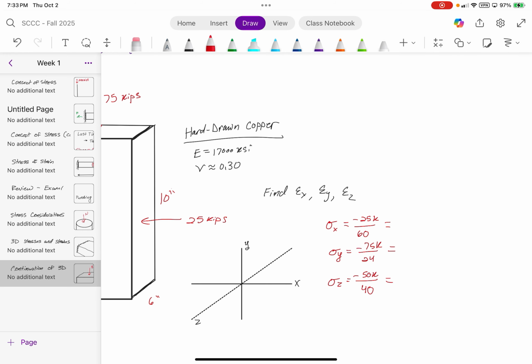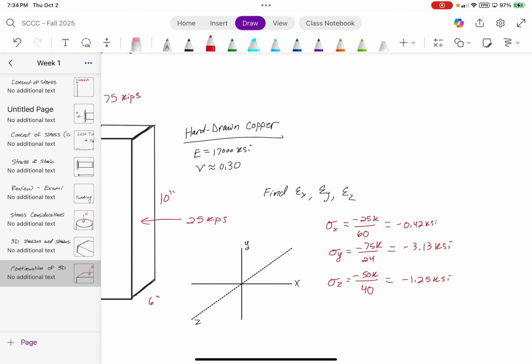This has a stress of negative 0.42 KSI. 75 over 24 was negative 3.13 KSI. And then 50 over 40 was negative 1.25 KSI. Everyone got that, right? The stresses? Yeah.